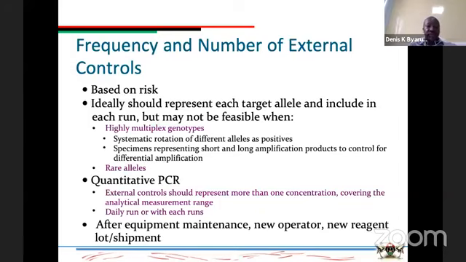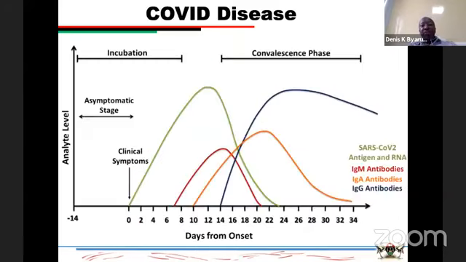Now, specifically to COVID testing, those of you who are into this field will realize that there have been a couple of issues arising out of discrepancies between tests. And before you examine those tests and the validity of their results, you just need to look at the basics. What is this COVID disease? How does it progress over time? And what tests are you going to include at different stages?